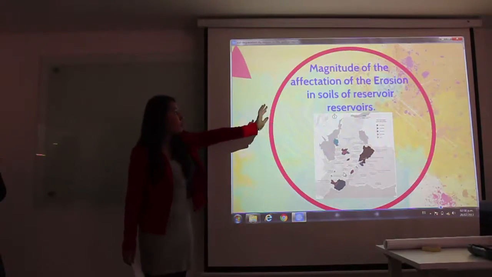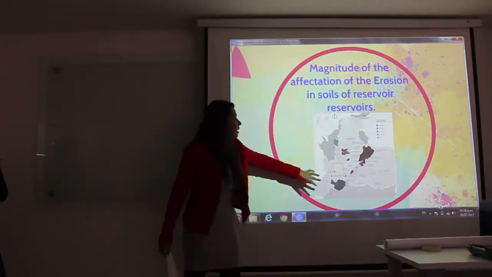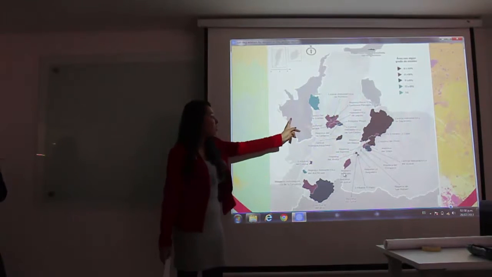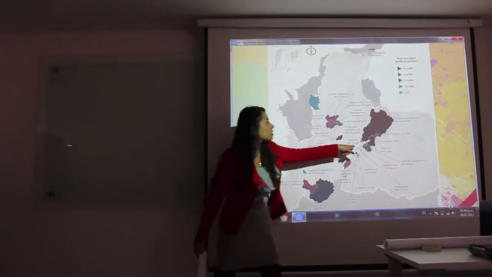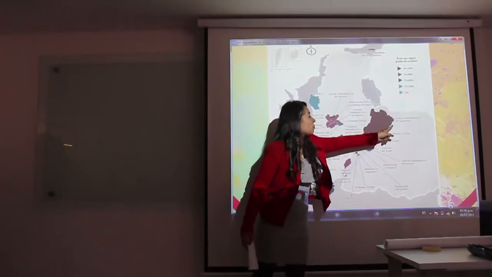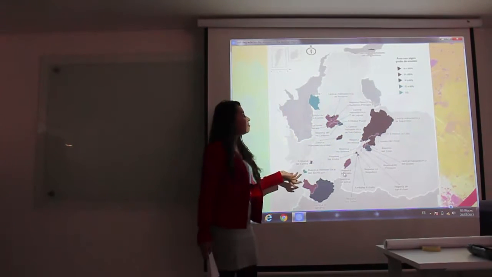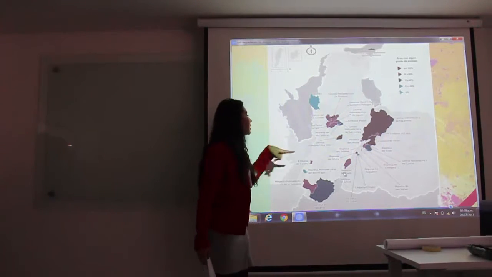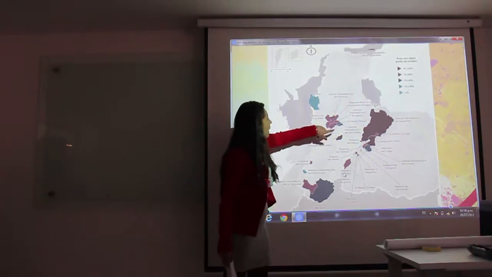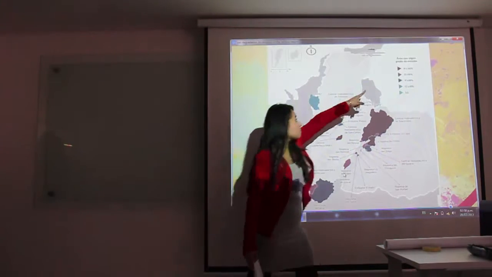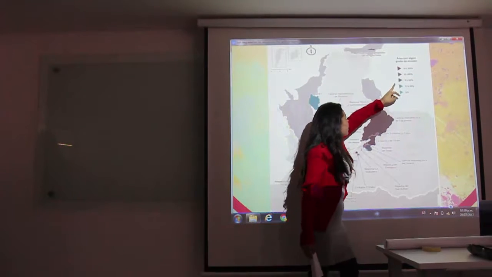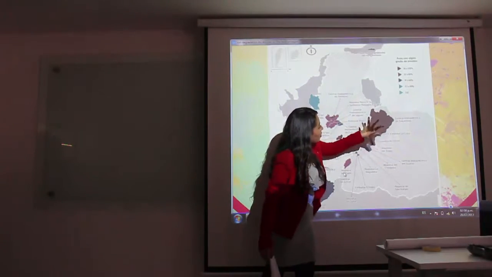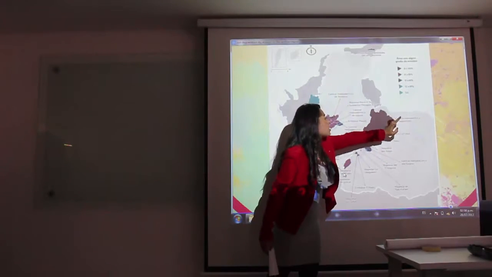Magnitude of the affectation of erosion in soils of reservoirs. The most affected soils are those of big dams and hydroelectric plants. The Sogamoso hydroelectric plant is very important, with soil erosion affecting it. Hydroelectric plant, area of erosion, 81%, 100% is very important. Hydroelectric plant, Sogamoso.